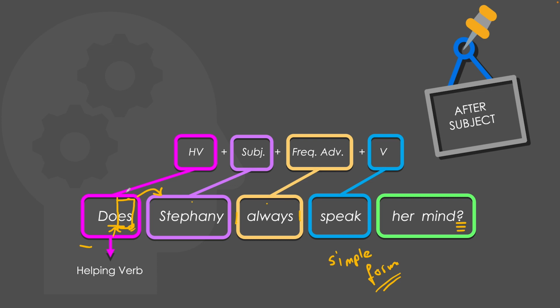So in this case, the frequency adverb comes after the subject and before the main verb.